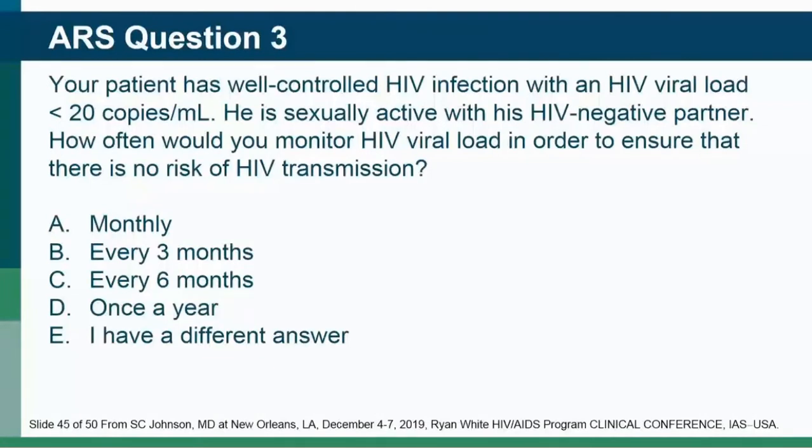So here's your third ARS question. Your patient has well-controlled HIV infection with an HIV viral load less than 20. He is sexually active with his HIV-negative partner. How often would you monitor HIV viral load in order to ensure that there's no risk of HIV transmission? Monthly, every 3 months, every 6 months, once a year, or I have a different answer.